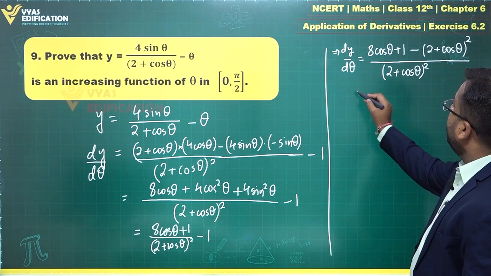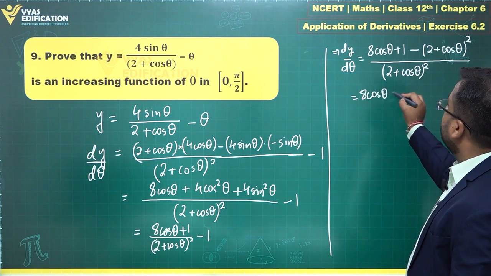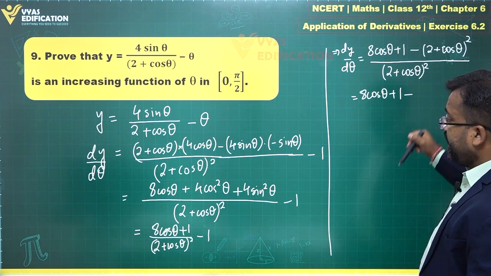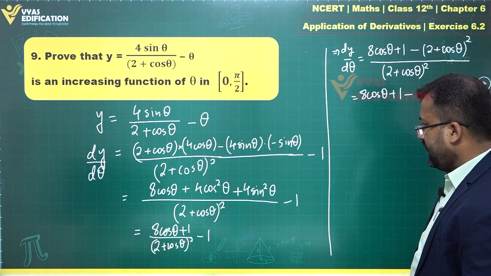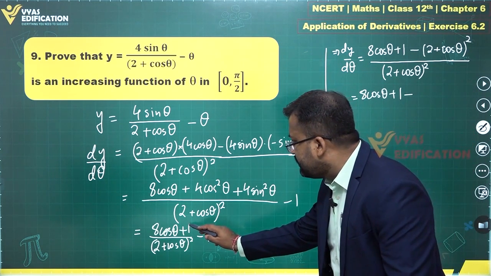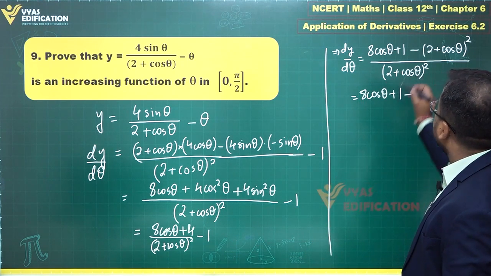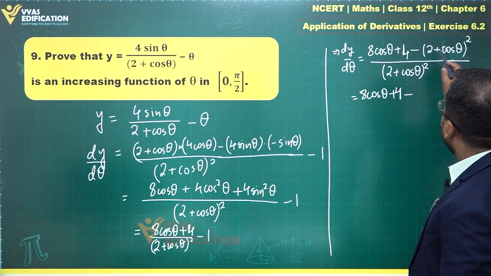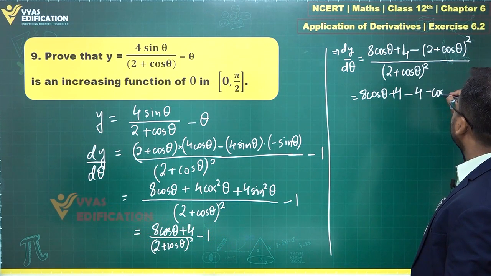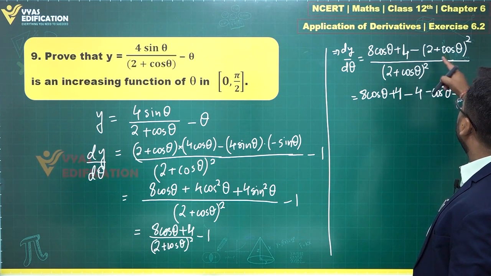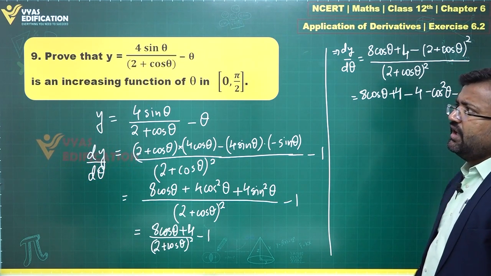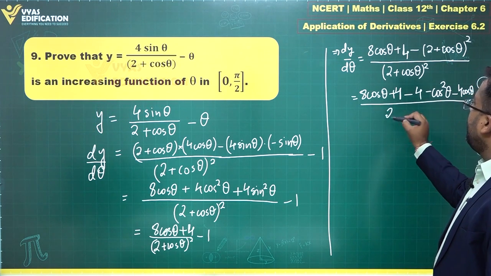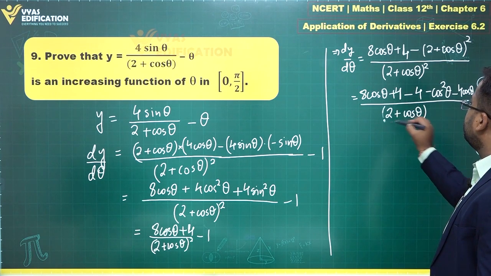This will become 8 cos theta plus 1 minus, let's square this term. 2 square is actually 4, and did we miss a 4 somewhere? Yes, this is not 1, this is 4 over here. Don't make a mistake over there. This becomes minus 4 minus cos square theta minus 4 cos theta, since 2 times 2 is 4 cos theta. In the denominator you have 2 plus cos theta squared.